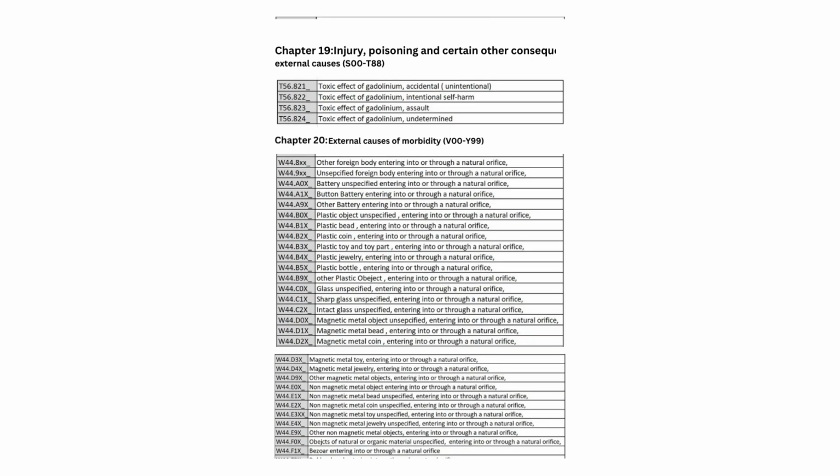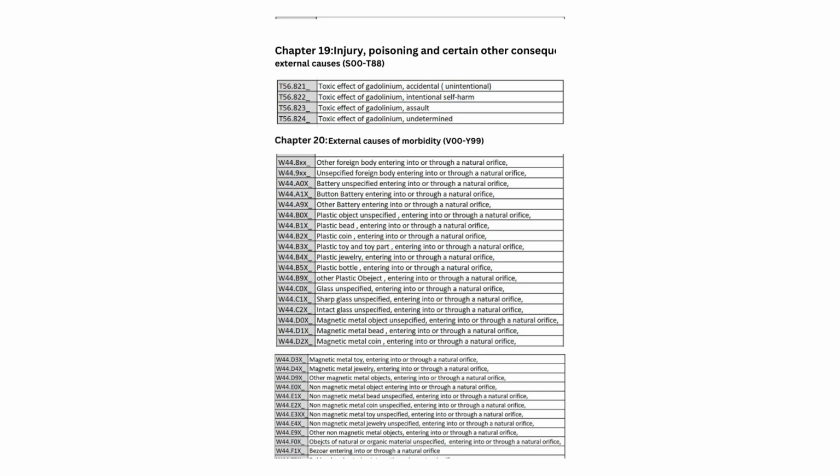Chapter 19. We have some new codes related to the toxic effects of gadolinium, a chemical element used in various MRIs. It can cause side effects like discomfort at the injection site, nausea, itching, rash, headache, and dizziness. However, there are also some less common side effects such as nephrogenic systemic fibrosis.